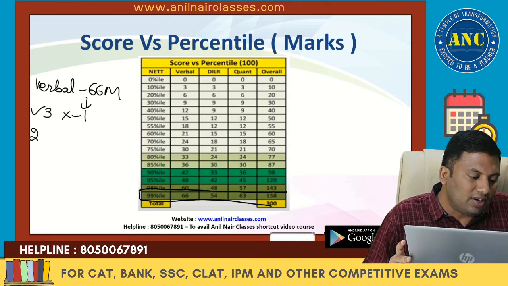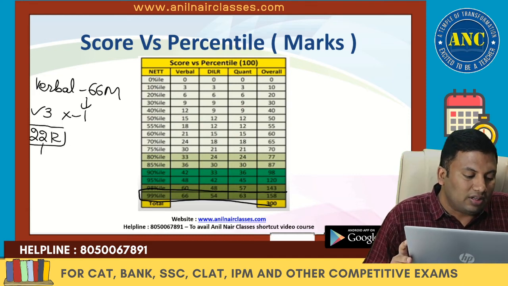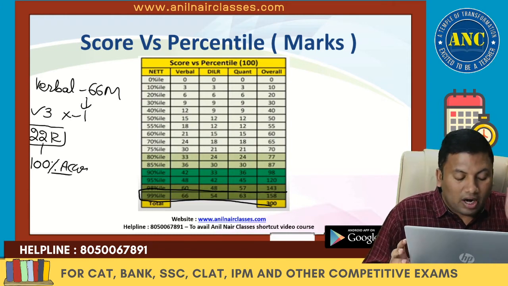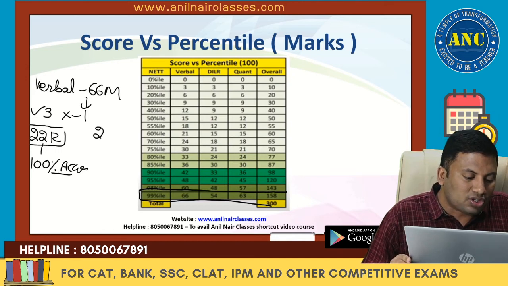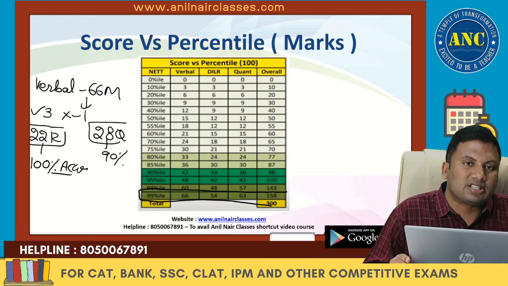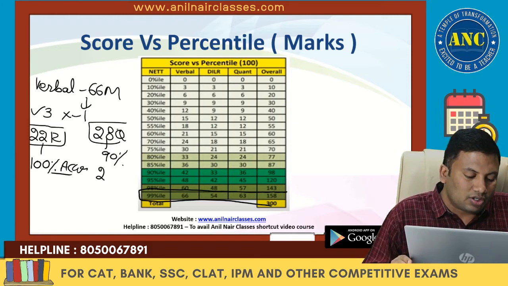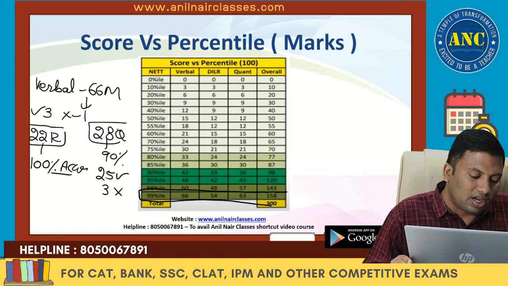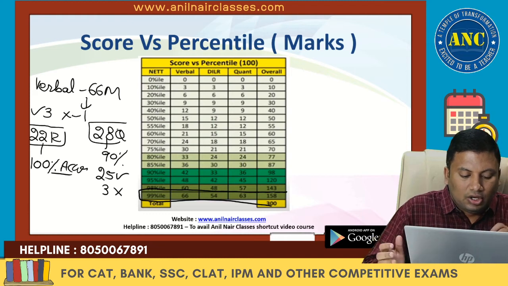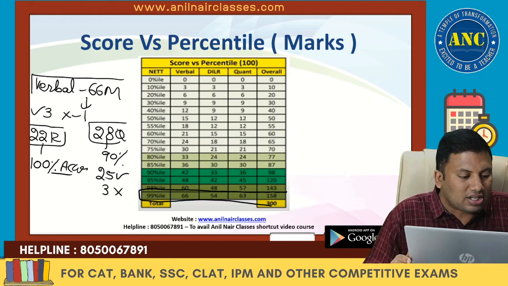That means I will try to get 22 right with 100 percentage accuracy. Or probably what I will do is, I will attempt more questions. 28 questions I will attempt with 90 percentage accuracy, 25 right and 3 wrong. That will anyway make you close to 99 plus percentile. You should get 66 marks in verbal.